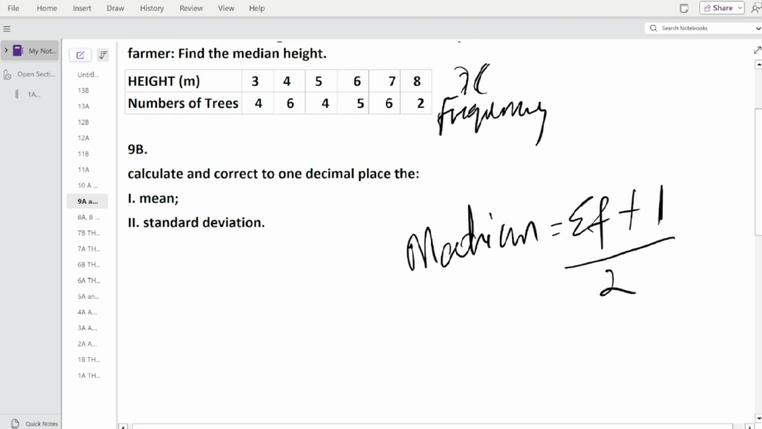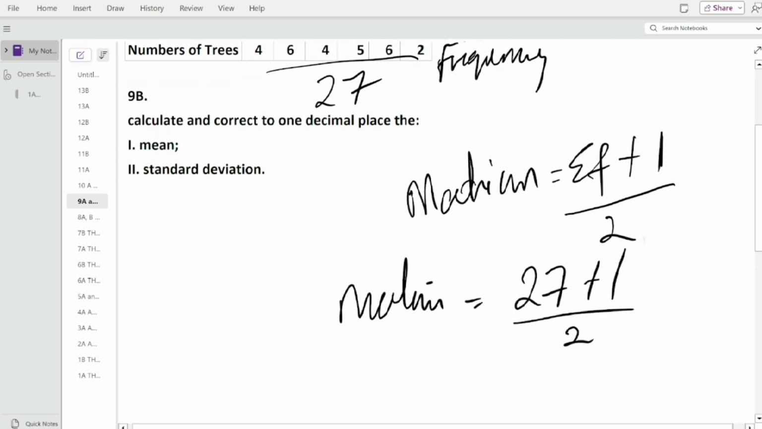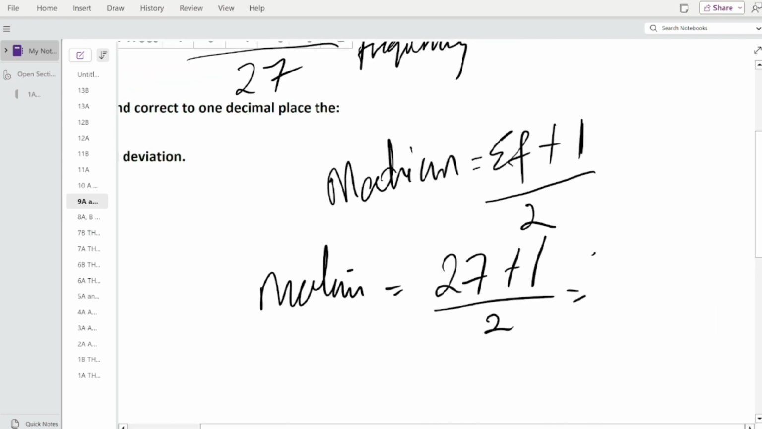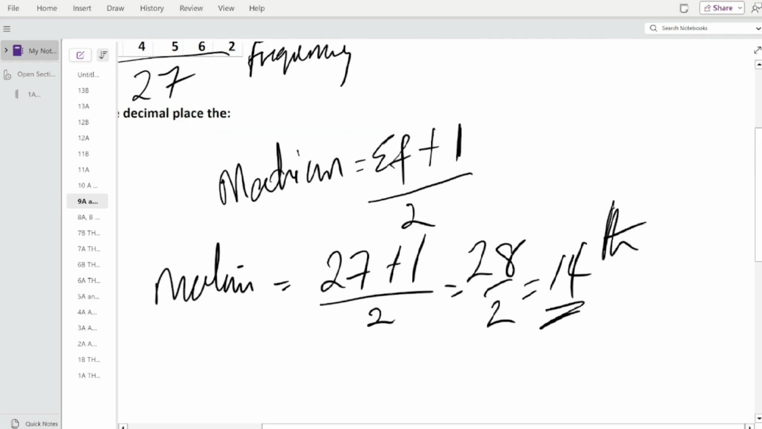Since we have this, we'll add all of this together, 4 plus 6 plus 4 plus 5 plus 6 plus 2. If you add them up, they will give you 27. So the addition of all of this is 27. Median is equal to 27 plus 1 over 2. 27 plus 1 is 28 over 2. 28 divided by 2 will give you 14. This is the 14th position.